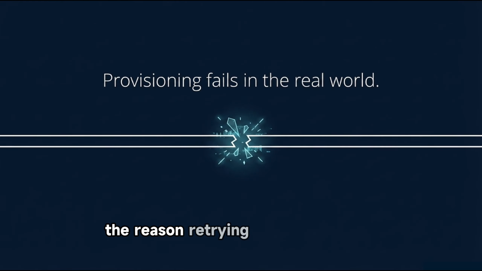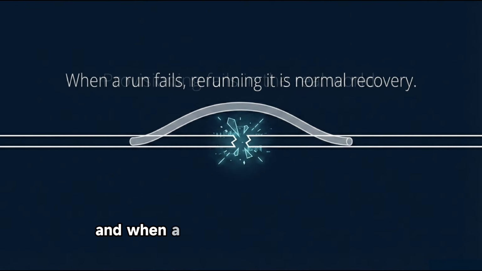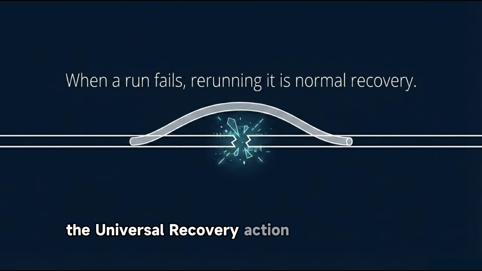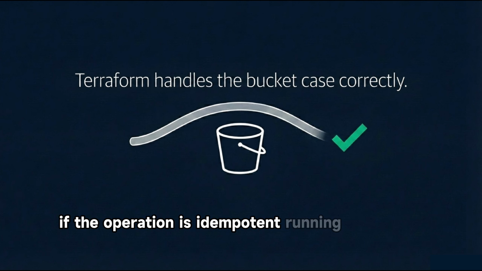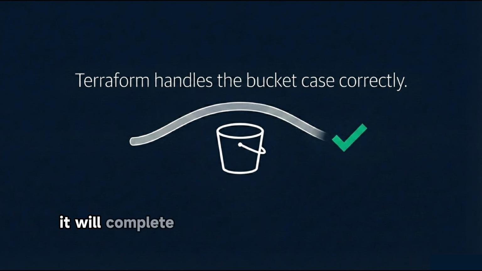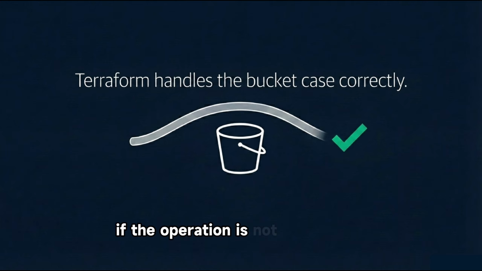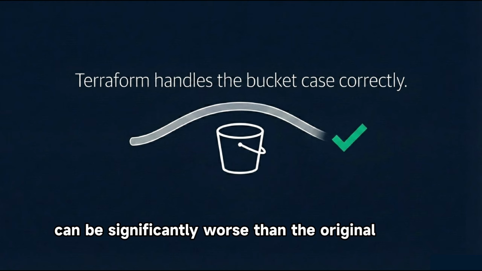The reason retrying needs to be safe is that provisioning operations fail. And when a provisioning operation fails partway through, the universal recovery action is to run it again. If the operation is idempotent, running it again is safe. It will complete what wasn't done and skip what was. If the operation is not idempotent, running it again can be significantly worse than the original failure.